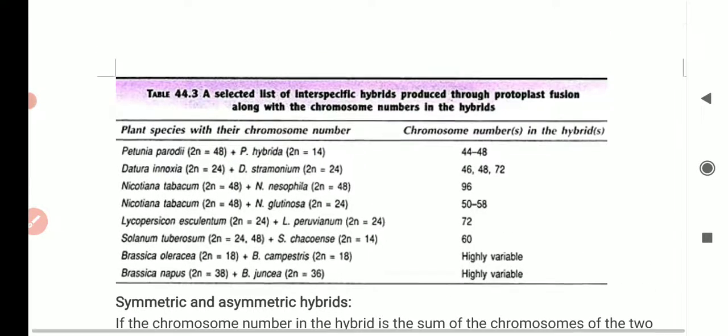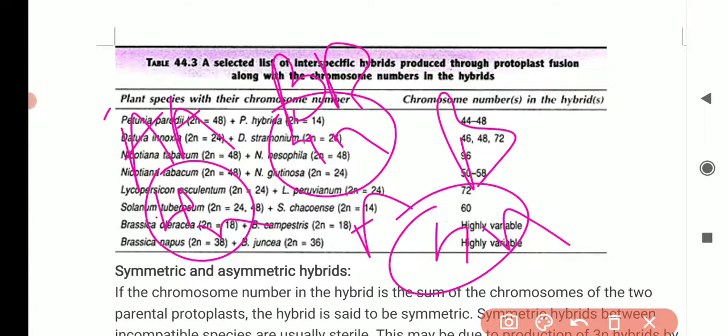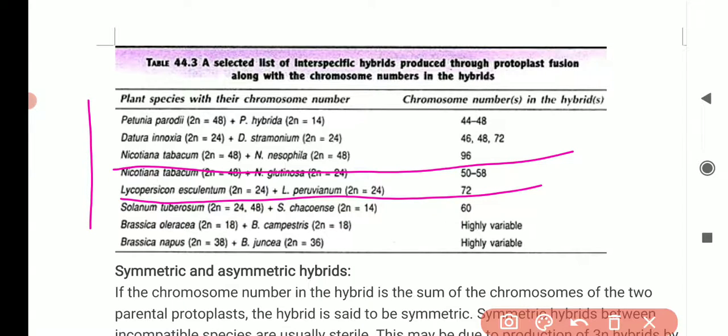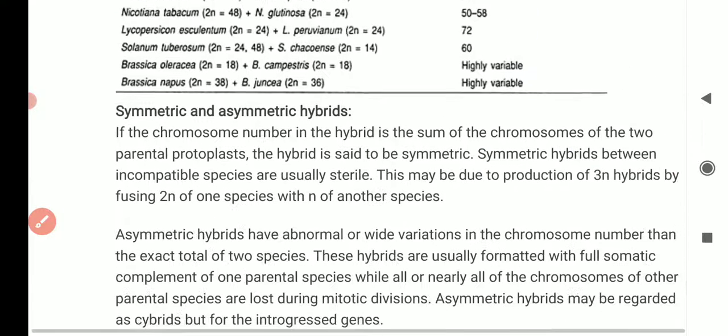So these are some examples of plants whose protoplasts have been fused, and their chromosome numbers. You can just take one or two, whichever you can remember. This one is tomato, I think, 72. This is tobacco, 96, from two different species. So you can remember whichever is easiest for you. One or two examples is enough.